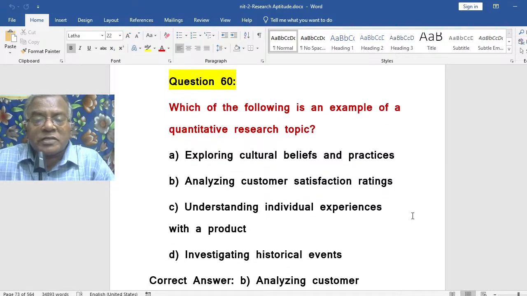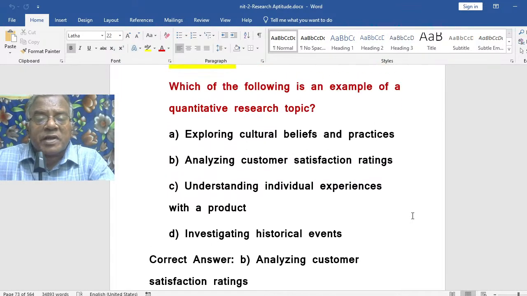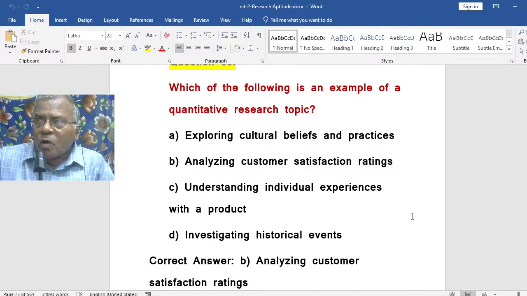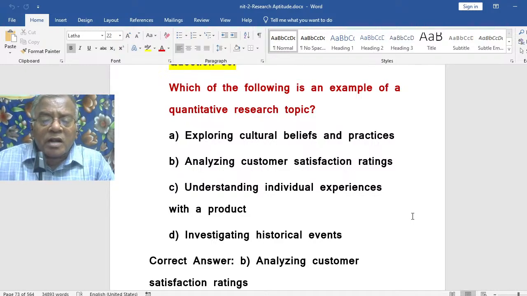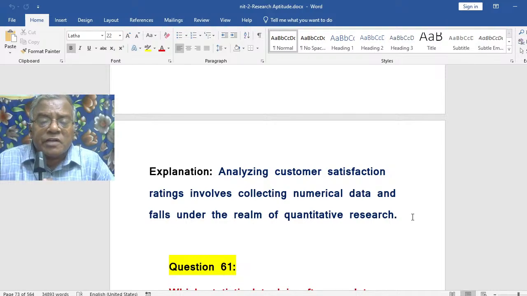Which of the following is an example of a quantitative research topic? There are four examples given, which is the right one as far as quantitative research is concerned? That is analyzing customer satisfaction ratings. Out of these four, because customer satisfaction rating means it is a number, 1 to 5, 1 to 11. Which rating you will give, that is some measurement, isn't it? So analyzing customer satisfaction ratings is an example of a quantitative research topic. It involves collecting numerical data and falls under the realm of quantitative research.